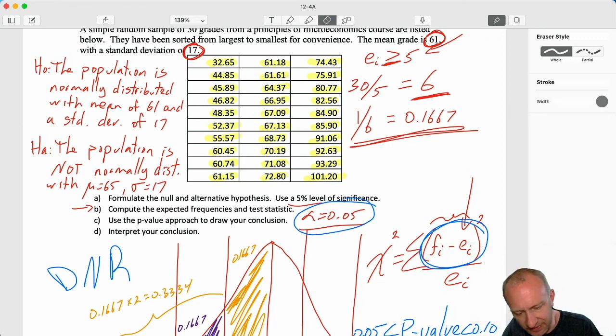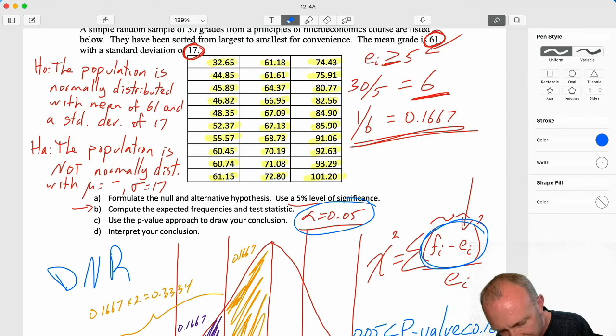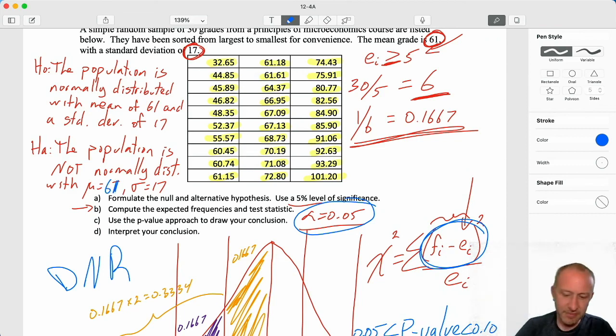Why did I say 65? That was a mistake right at the beginning of the video. 61. We are unable to support the alternative hypotheses, unable to say that the population is not normally distributed with a mean of 61, standard deviation 17.